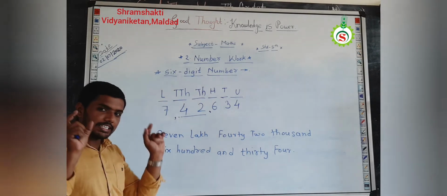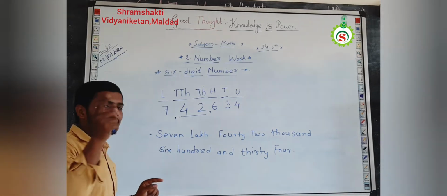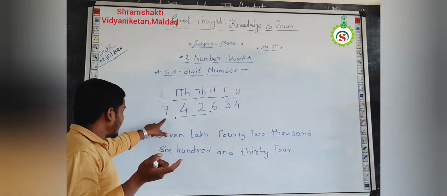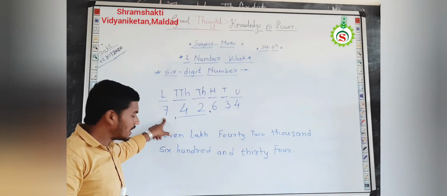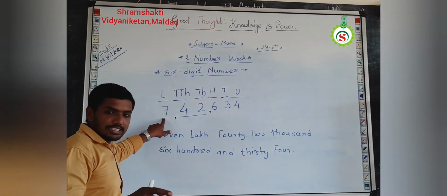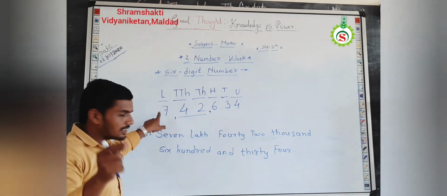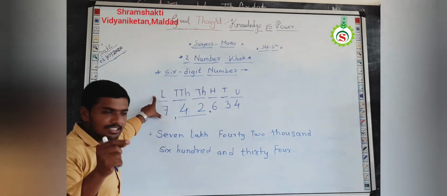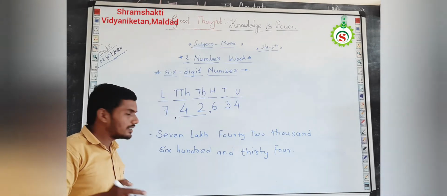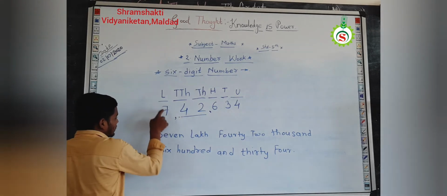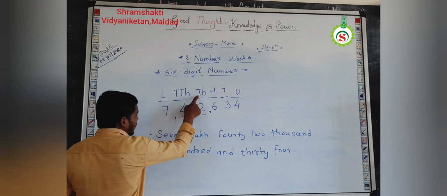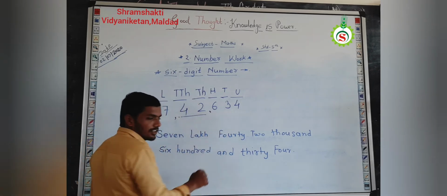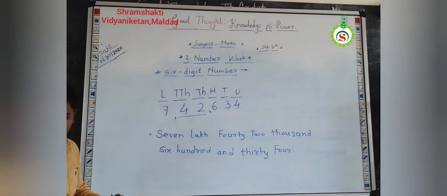For reading the 6-digit number, you have to keep one concept in your mind. If there is a 6th place in any number, that place is read as lakh. So 7 lakh 42,634 is the reading of that number.